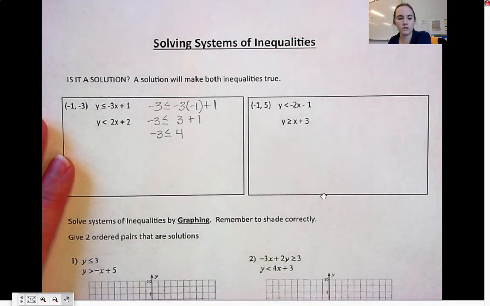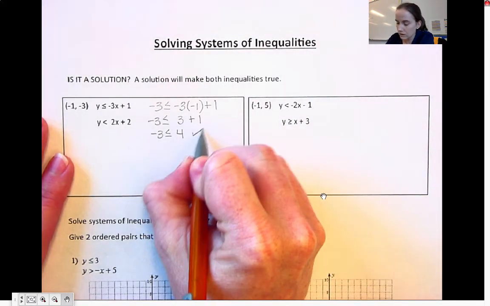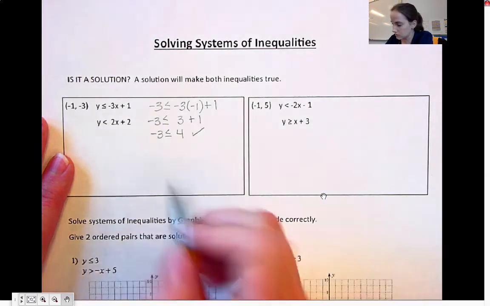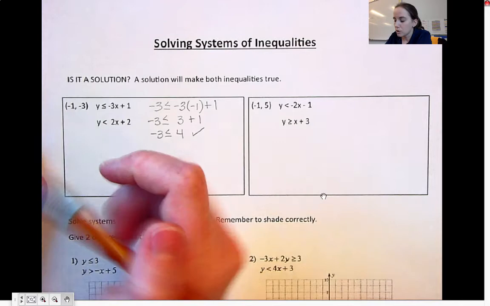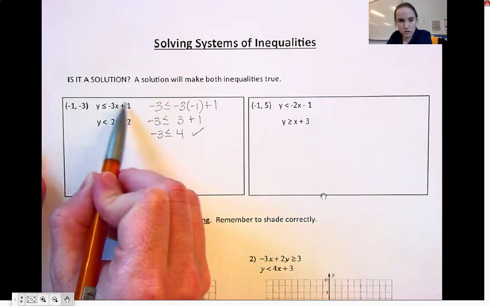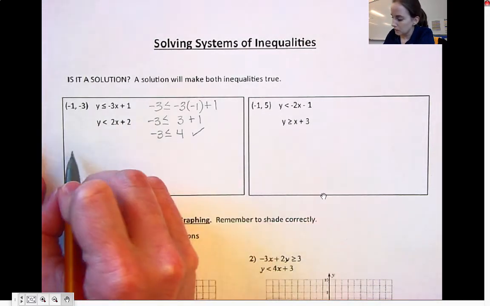So negative 3 is less than or equal to 4. Then you want to think to yourself, is negative 3 less than or equal to 4? The answer is yes, it's true. This is good. Negative 3 is less than or equal to 4. Okay, so the solution works for inequality number 1. Let's check out number 2.